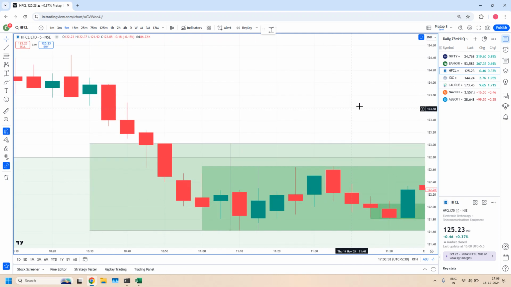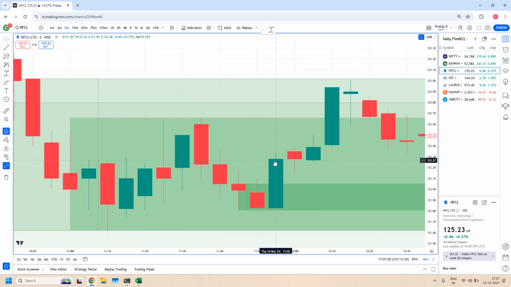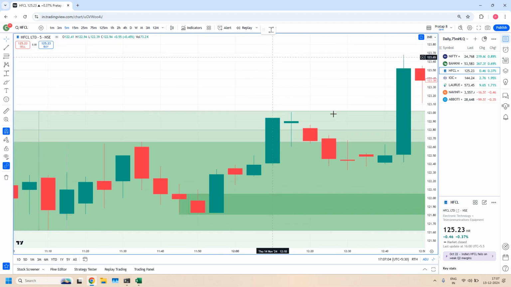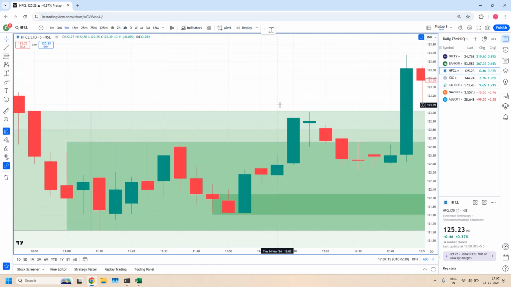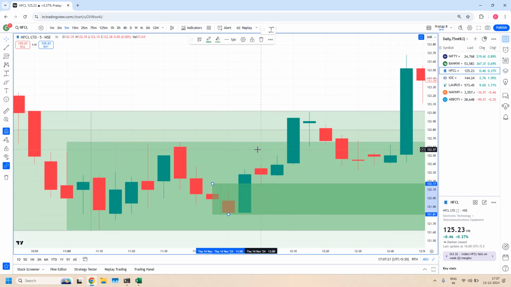We have drop, base, rally. But here again you have rally, base, rally is there. Again here you have drop, base, rally is there. Why you did not draw these zones? Why you have drawn only this zone? This is the question you will ask. Okay. To answer this question, first let me draw wick to wick. You will get clarity.